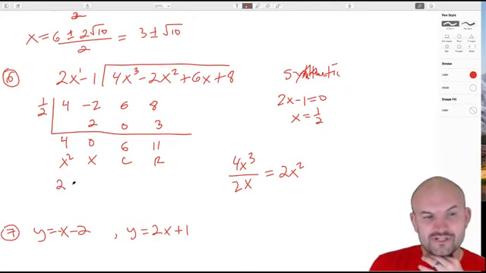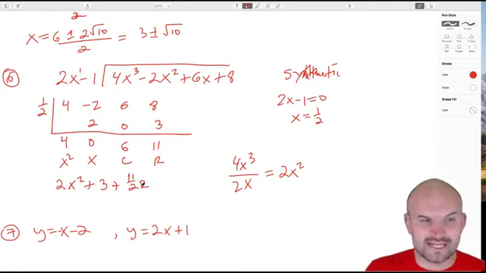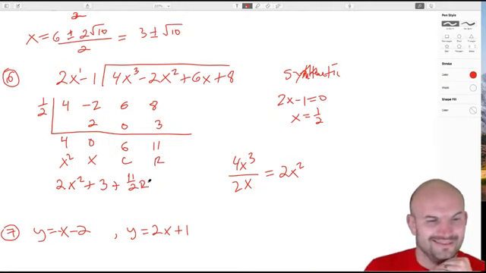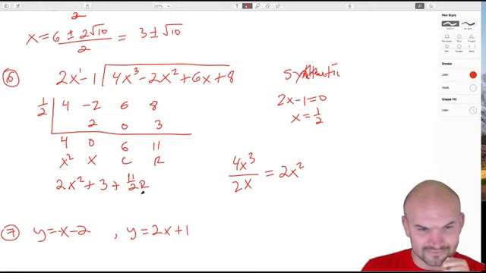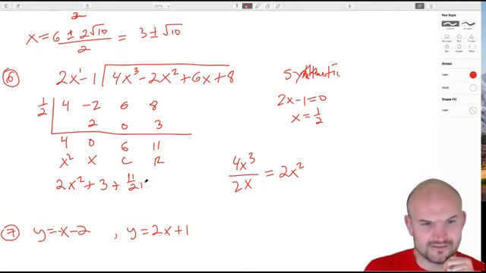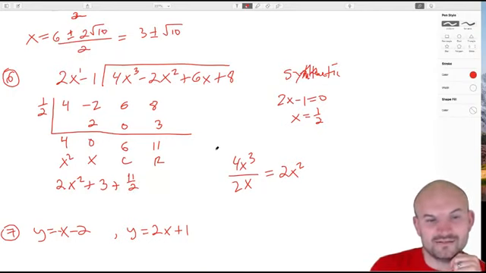So what we'll have is 2x squared plus 3 plus 11/2 as my remainder. And again, remember, you can always take your remainder and put it over your divisor. I'll just write it there. So then you take your remainder and put it over your divisor. And then obviously you could go ahead and simplify that.